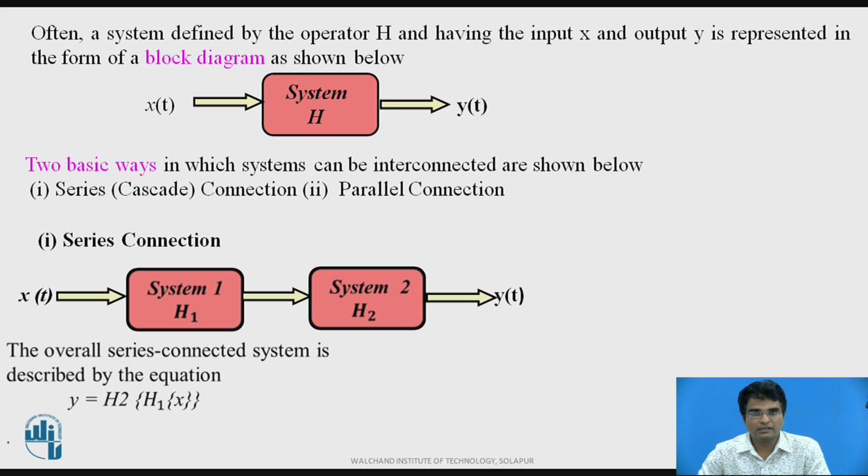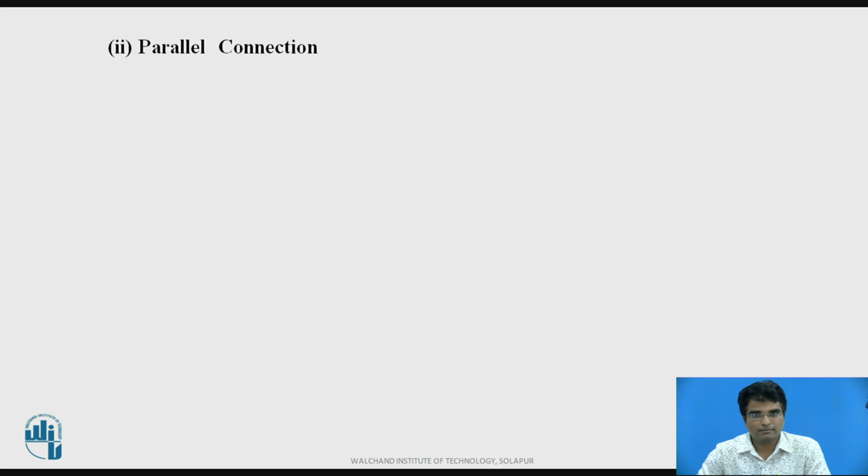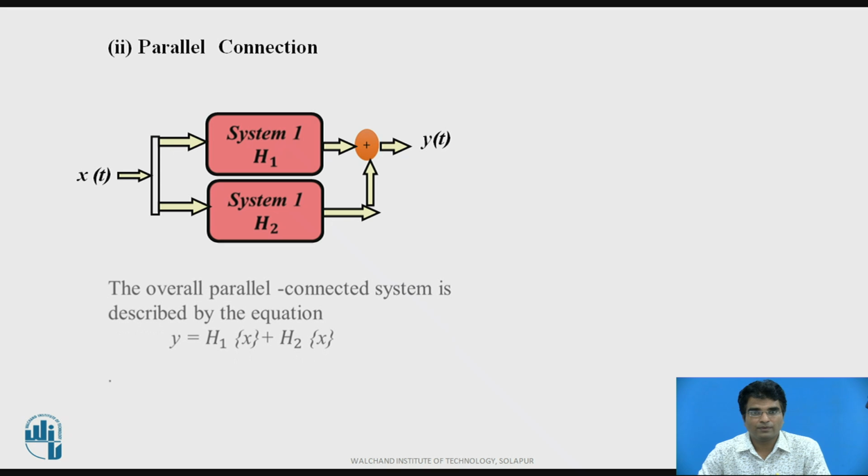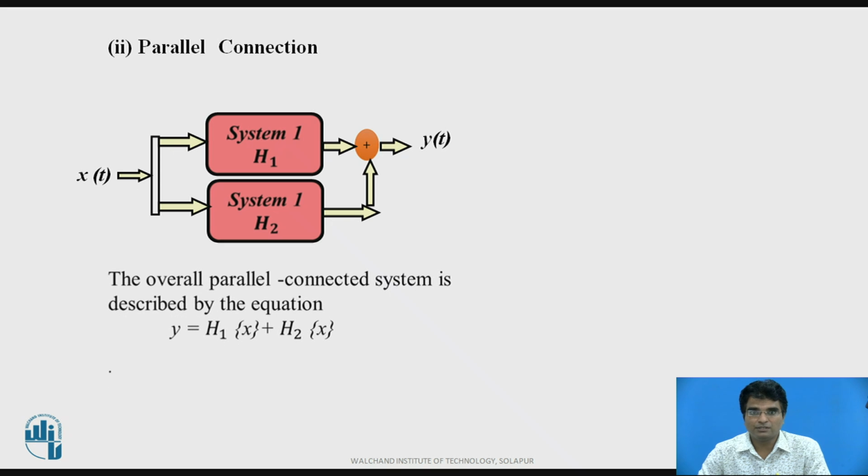The overall series connected system is described by the equation y equals H2 of H1 of x. Next one, parallel connection. Here x of t is simultaneously given to system 1, H1, and system 2, H2, which produce outputs individually and separately, given to the summation, and finally produce y of t. The overall parallel connected system is described by the equation y equals H1 of x plus H2 of x.